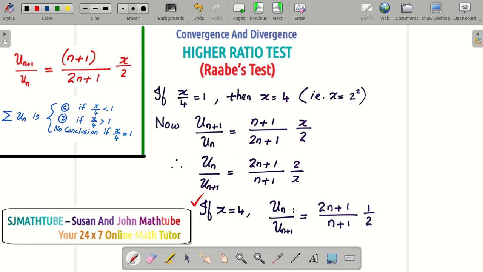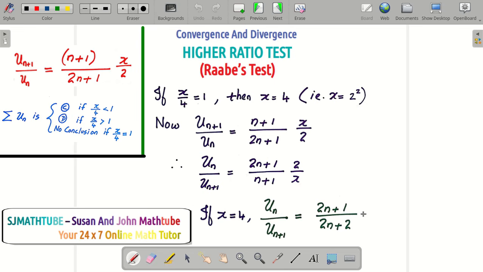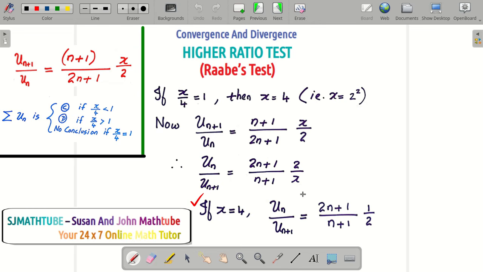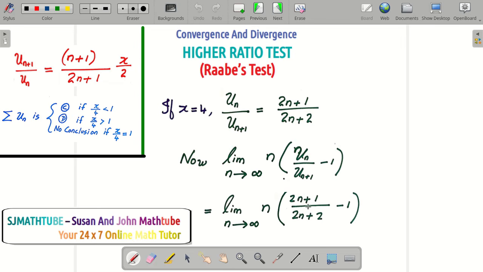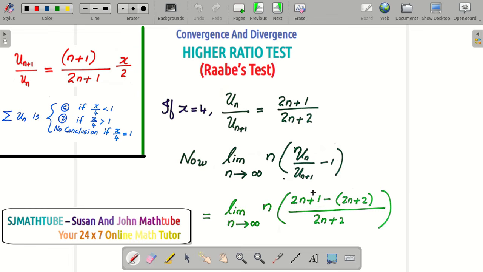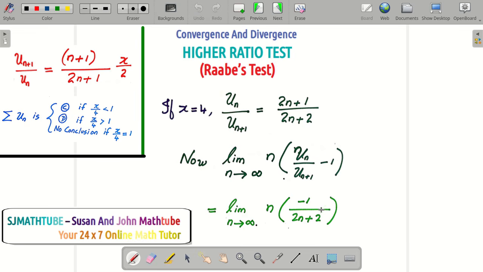Now the condition, so you put x equal to 4, simplify, and then the condition, just plug in the value, simplify, again simplify, and finally the limit.